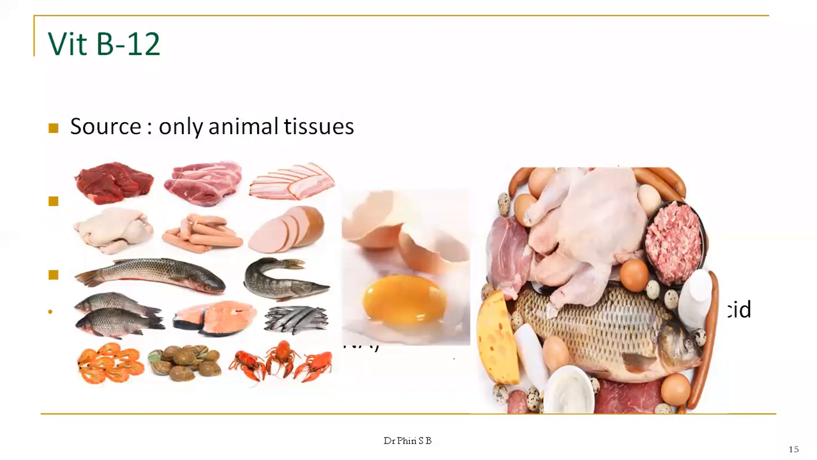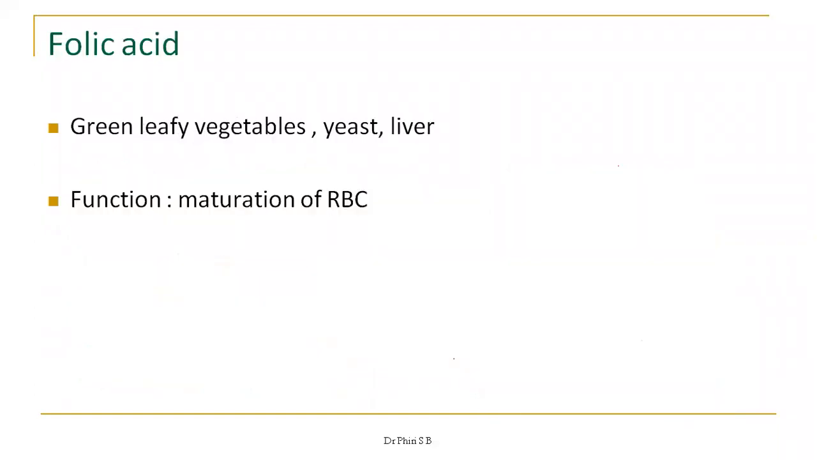So for you to have a lot of red blood cells, you need to eat a lot of animal tissue. You can see there's meat here, chicken, sausages, fish, just to mention a few. All these will give you vitamin B12. For folic acid, many vegetables, yeast, and liver. That's where you're going to find a lot of folic acid.